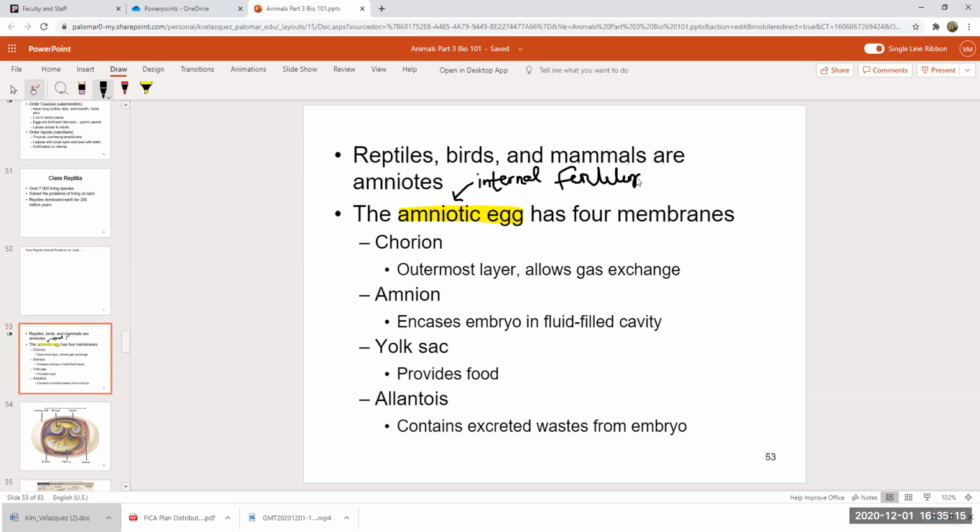Sorry, I'm trying to write internal fertilization with my mouse. I really wish I could just type on this slide, but it's not letting me.